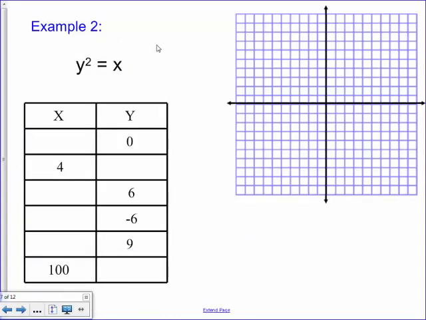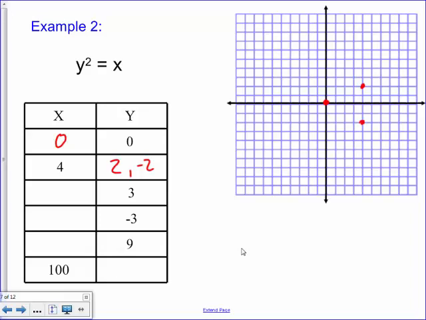All right, so let's plug in 0 for y. So 0 squared equals x. Well, 0 squared is 0. So we got 0, 0. And then we got 4 for x, so y squared equals 4. So what squared gives me 4? Well, 2 squared gives me 4. Doesn't -2 also give me 4 when I square it? Yeah, -2 squared would also give me 4. So that gives me two things. So I got 4, -2, and 4, 2. So I got both those points.